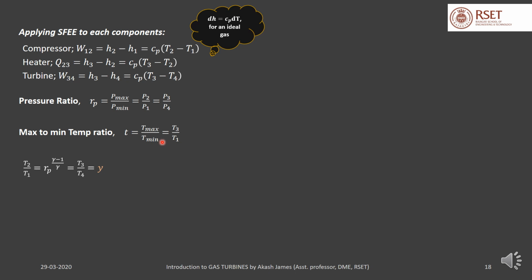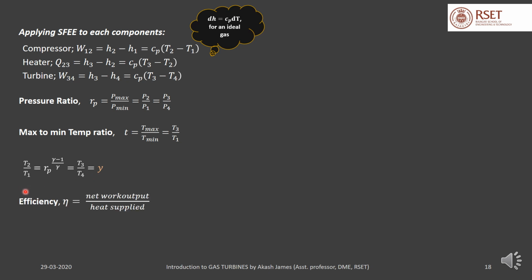The compression process is isentropic, and hence we can write T2 over T1 as P2 over P1 raised to gamma minus 1 by gamma, or simply Rp raised to gamma minus 1 by gamma, where gamma is the ratio of specific heats. On similar lines, you can write T3 over T4 as Rp raised to gamma minus 1 by gamma, because 3 to 4 is the isentropic expansion process. Now, for convenience of the ensuing derivation, we write this as Y.